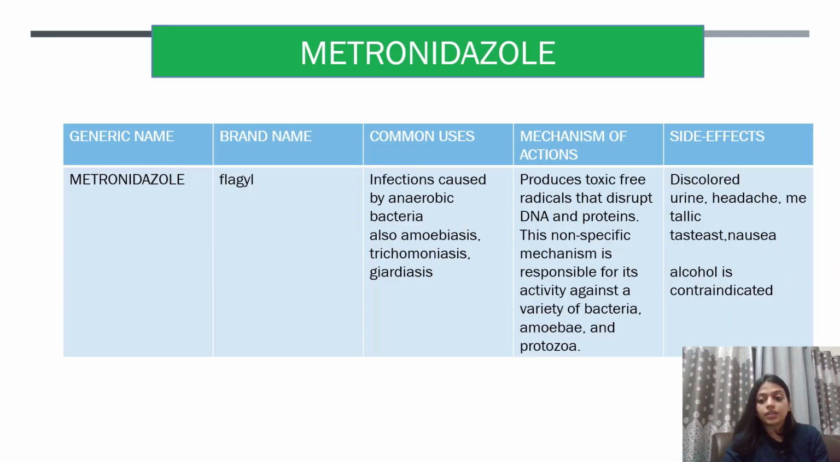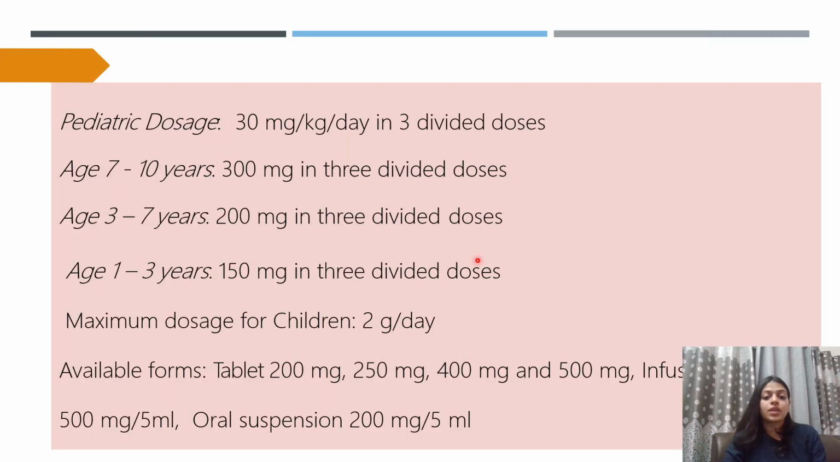Alcohol is contraindicated, and the pediatric dose is 30 milligram per kg per day, always in three divided doses. For ages 7 to 10 years, 300 milligram in three divided doses can be given, and for smaller children 3 to 7 years, 200 milligram in three divided doses, and for even younger children, 1 to 3 years, 150 milligram in three divided doses.